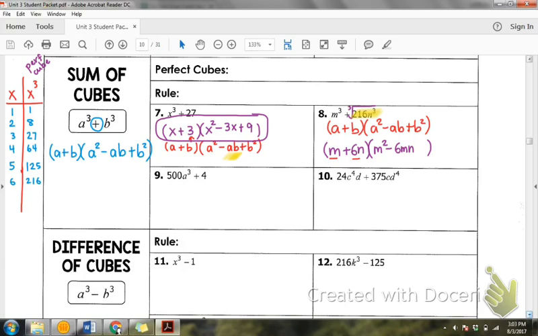And then our last term is our b value squared. So what's our b value? 6n. So how do you do 6n squared? 6n times 6n, right? That's squared. So that would be 36n squared.